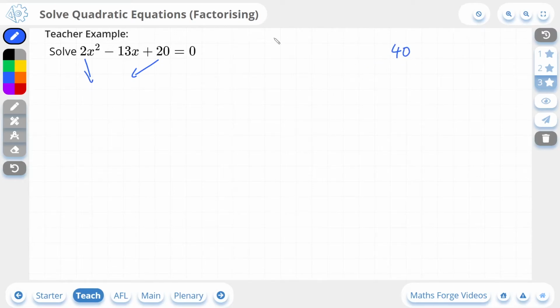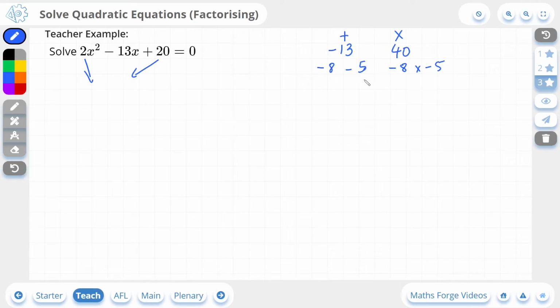We then take our middle number, this negative 13, and we have to find 2 numbers that multiply to give us 40 and add to give us negative 13. We can call these numbers that we're looking for our magic numbers. Since we're multiplying these 2 numbers to get 40, which is a positive number, and we're adding them to get a negative number, both of these numbers have to be negative. And just thinking about the factors of 40, I can see that minus 8, minus 5 are going to be our magic numbers. Minus 8 and minus 5. Minus 8 minus 5 is negative 13, and minus 8 times negative 5 is 40.